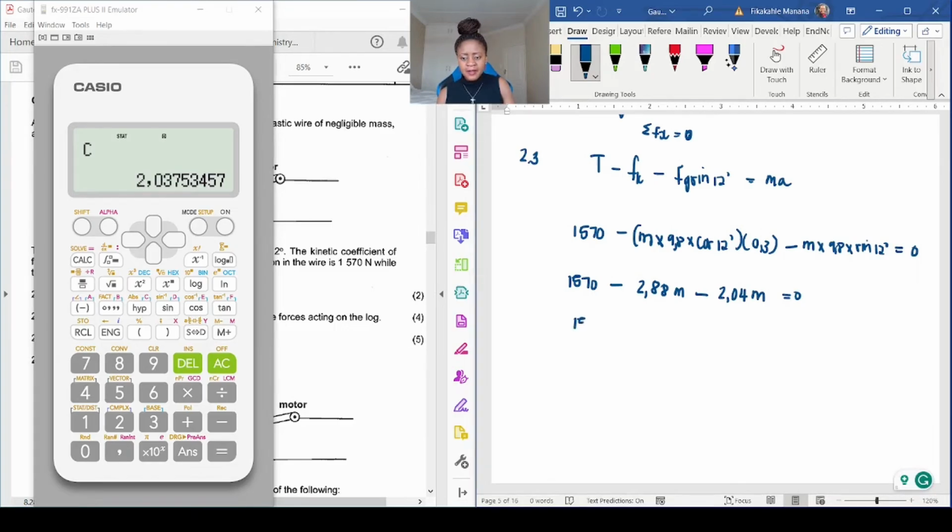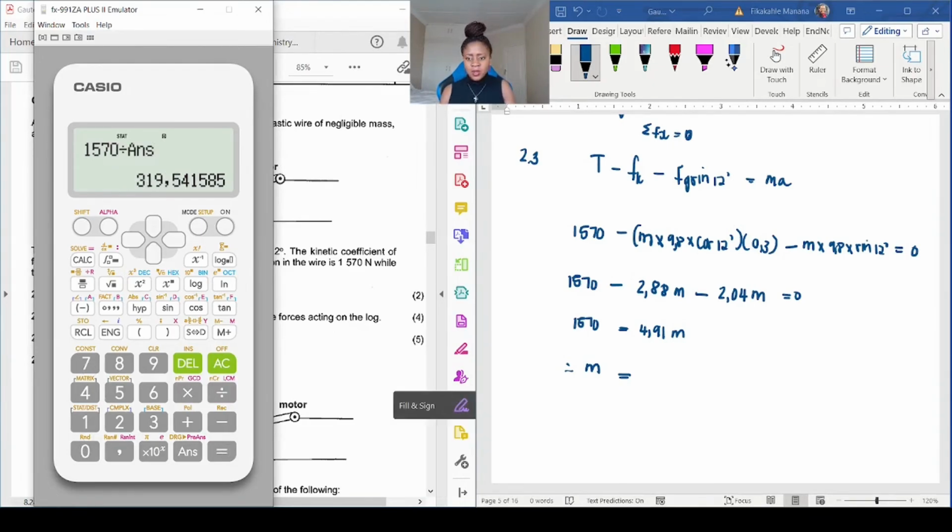So I have 1570 is equal to 2.88 m plus 2.04 m, so A plus C, that's equal to 4.91 m. So therefore m is equal to 1570 divided by 4.91.